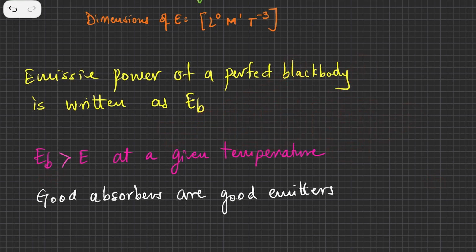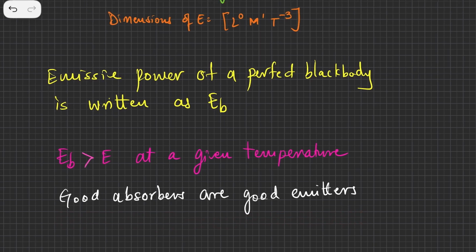So that's the reason why we say good absorbers are good emitters as well. If a body is absorbing a large amount of heat, it's a good absorber, then definitely it's a good emitter as well. That's why black surfaces are very good absorbers, and because of that they are good emitters as well. That's why the emissive power of a black body is always greater than the emissive power of an ordinary body.